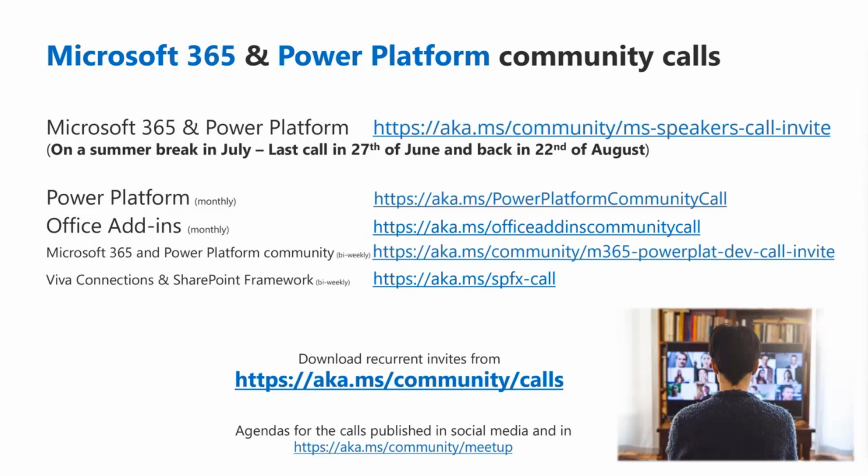The rest of the calls will still continue throughout the summer. We have the Power Platform and Office Analyst monthly community calls, and we have our Thursday 7 a.m. Pacific time series. It's either the Microsoft 365 and Power Platform community call or the Viva Connections and SharePoint Framework community call. Every single Thursday, 7 a.m. Pacific time, either one of those calls. You can download recurrent invites at AKMS/community/calls. From there, you'll get the ICS files.